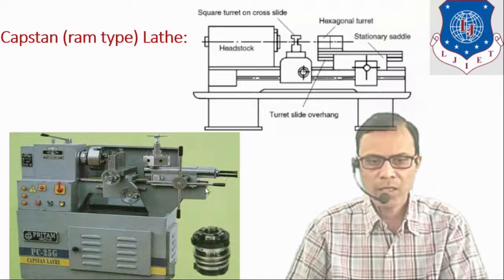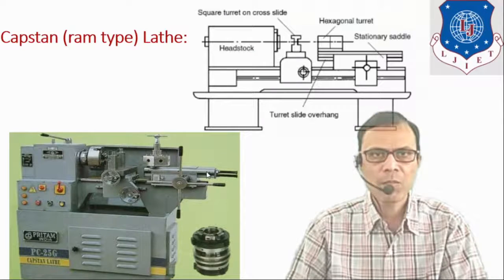By operating this hand wheel, in the photographic view, this assembly is shown here. On the machine bedways, this saddle is stationary, and on this saddle this ram is mounted, which is a movable part, and at one end of this ram this hexagonal turret is fitted.